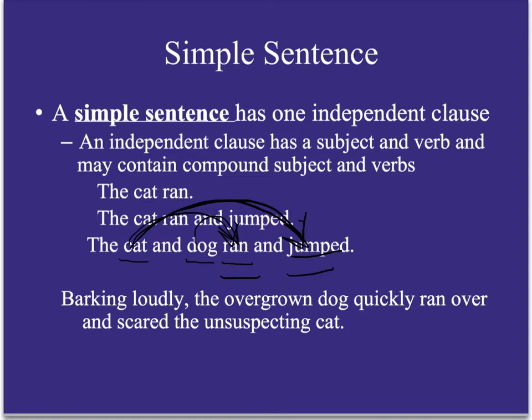If we pull out all the extra, our phrases and our adjectives, we're still left with the subject dog, ran, and a compound verb, scared. So dog is our subject, ran, scared is our verb. It's one subject working with the 2 verbs. It's a simple sentence.